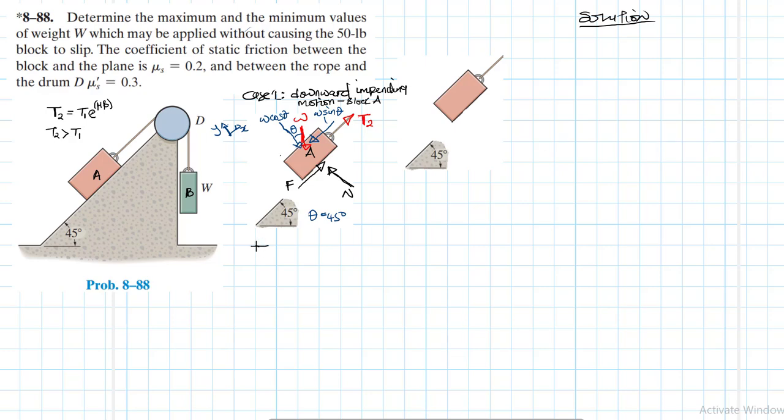So quickly, we are going to apply the summation of forces in the y direction like so. There we go. So what do we have? In the y, we have N minus W cos theta equal to 0.